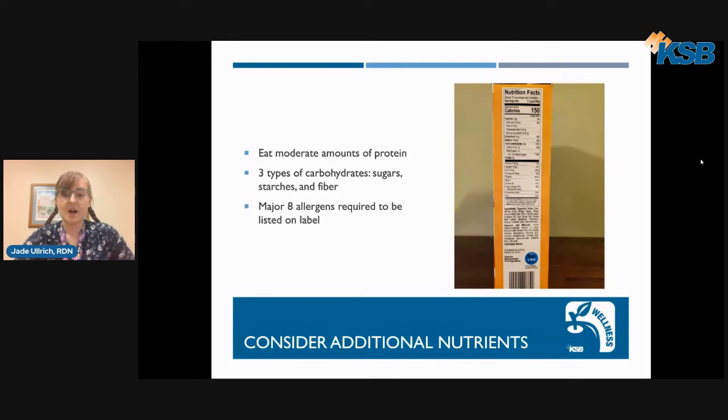And then also the top major allergens are required to be listed on the label, which includes milk, eggs, fish, shellfish, tree nuts, peanuts, wheat, and soybeans. Here you can see an example of a nutrition label. You can see that the highest amount of a product in the label is listed first and then going in descending order. And you can also see that wheat is listed as an allergen here.